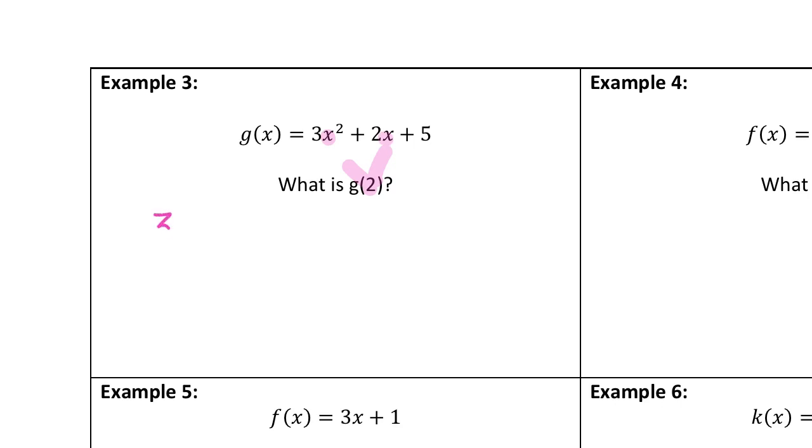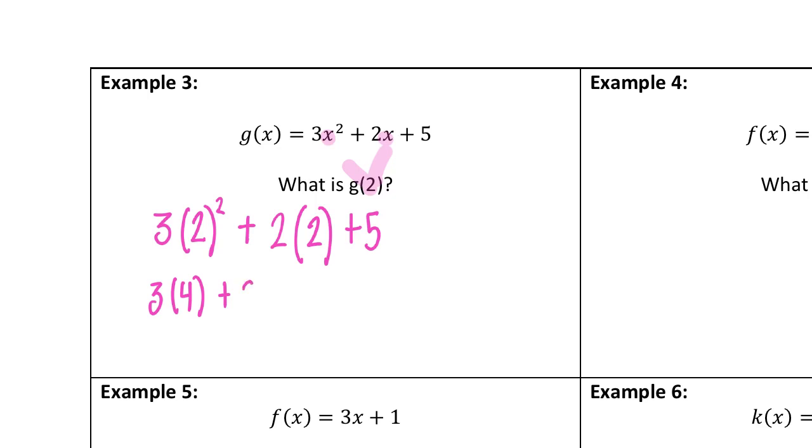We have 3. We see an x. We plug 2 in its spot. Plus 2 times, we see another x, so we plug 2 into that spot, plus 5. Now use your order of operations. Remember that exponents come before multiplication, so we have 3 times 4 plus 2 times 2 plus 5. 3 times 4 gives us 12, plus 4 plus 5. So we get 12 plus 4 is 16. 16 plus 5 is 21.